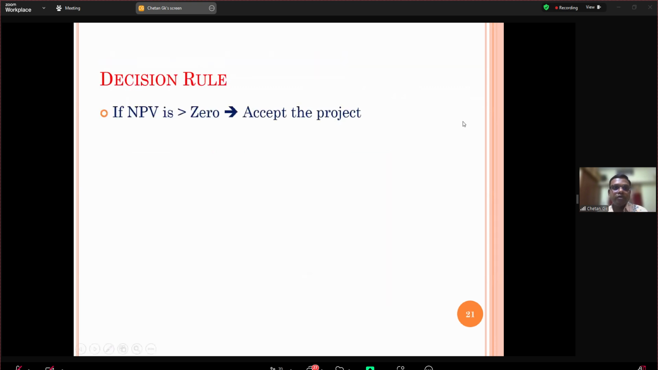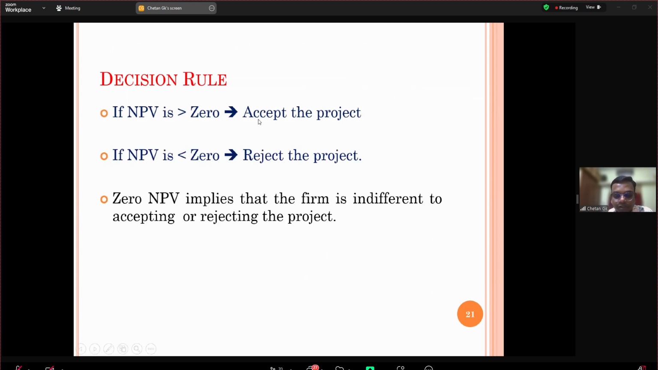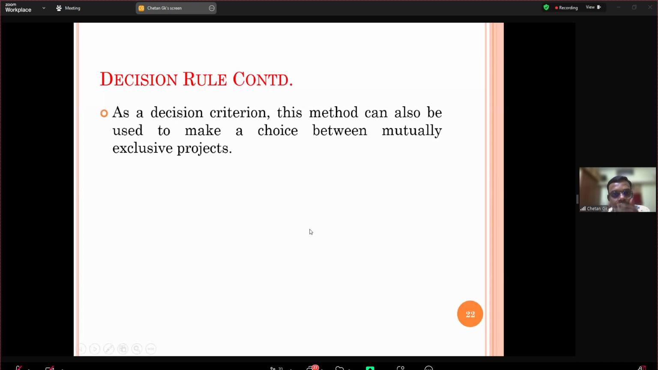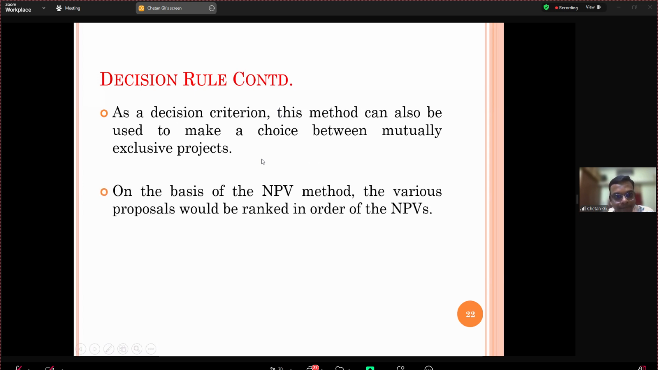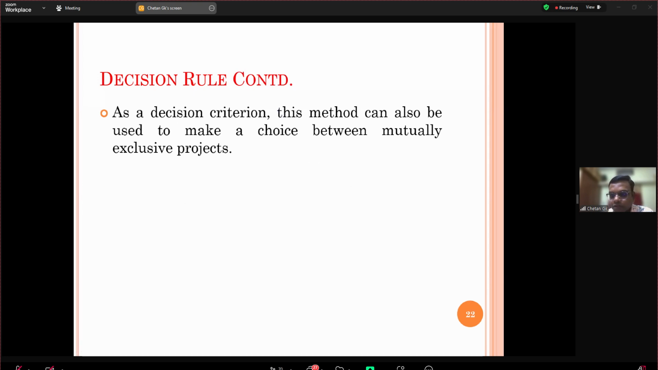So let us see. NPV greater than 0, accept the project; lesser than 0, reject the project, we have discussed. A zero NPV implies that the firm is indifferent to accepting or rejecting the project. As a decision criterion, this method can be used to make a choice between mutually exclusive projects, as you know. So what is a mutually exclusive project? If you consider one project, automatically you are rejecting the other one. That is called mutually exclusive.